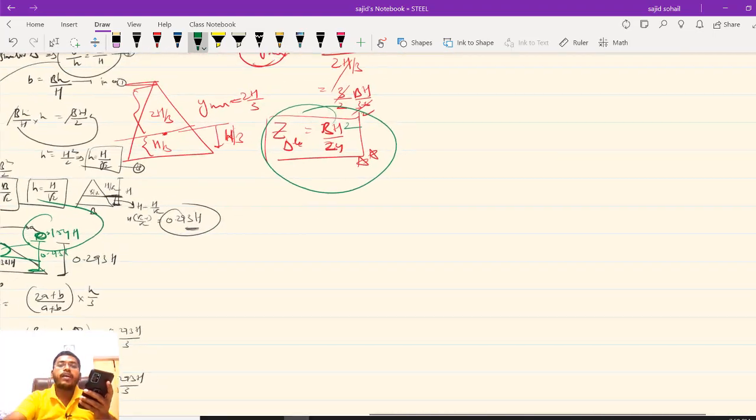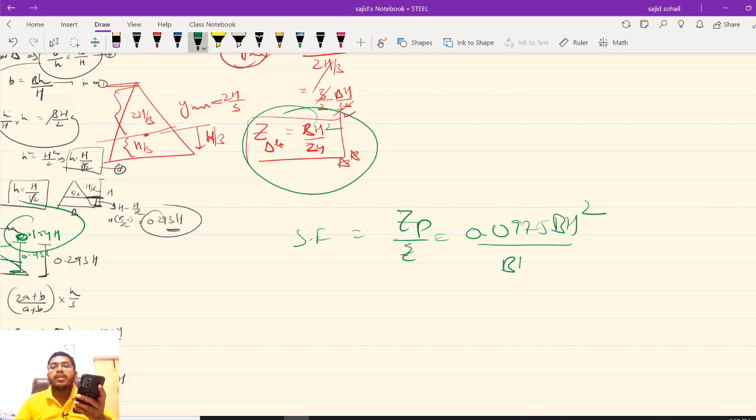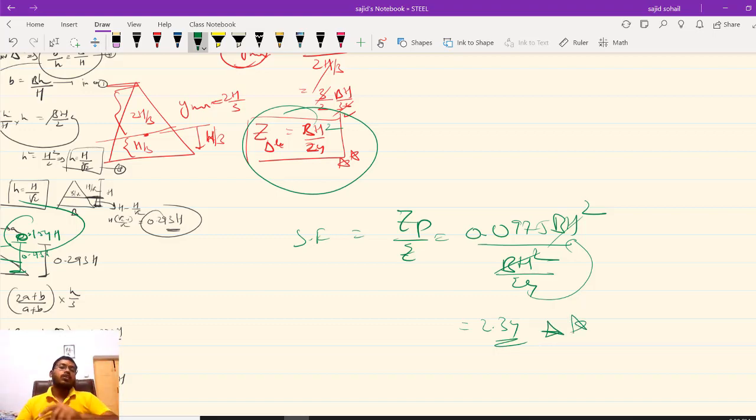So what is your shape factor? Your shape factor is nothing but ZP divided by Z, which is 0.0975 BH divided by BH square divided by 24. So BH square cancels, 24 goes to the top, 24 into 0.0975. Just multiply. You are getting exactly 2.34. So that is the shape factor of a triangle.